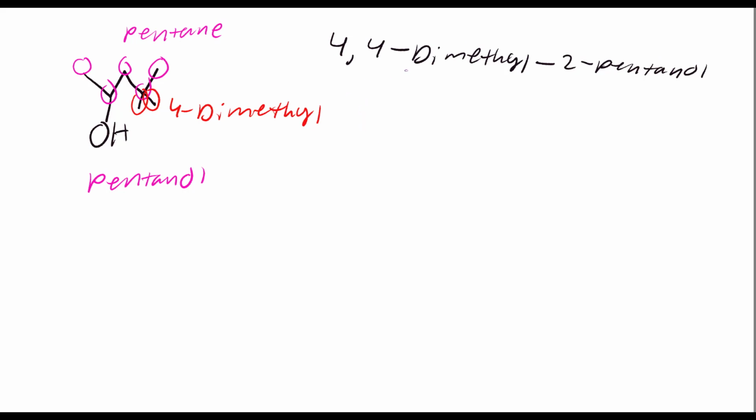And if you were to look at this name, you would have 4,4-dimethyl-2-pentanol. So there are 2 things on the 4th carbon, and it turns out that those 2 things are both methyl groups. And then we have an alcohol on the 2nd carbon, and a pentanol means that there are 5 carbons altogether, so that's a pentanol, right? And similarly, you can say 4,4-dimethylpentan-2-ol.